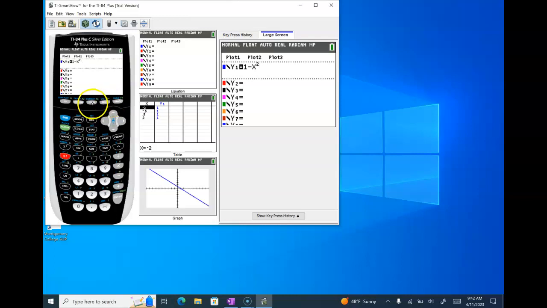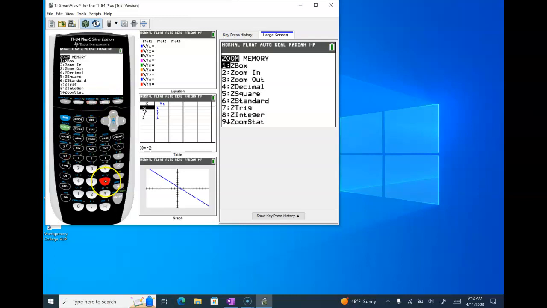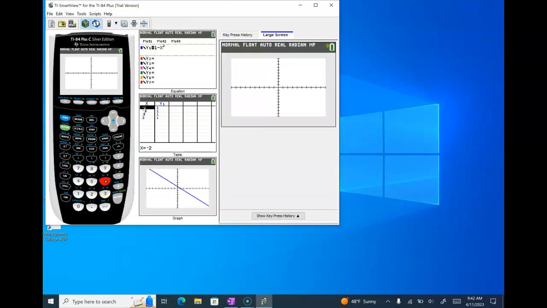So I want to zoom standard because I want to make sure I can see from 1 to 5 on the x-axis, right? And I know zoom standard goes from -10 to 10 on the x-axis. So I see the function, and I can see all this area is going to be underground. So I'm going to get a negative answer. It just says the area is underground between the x-axis and the curve.